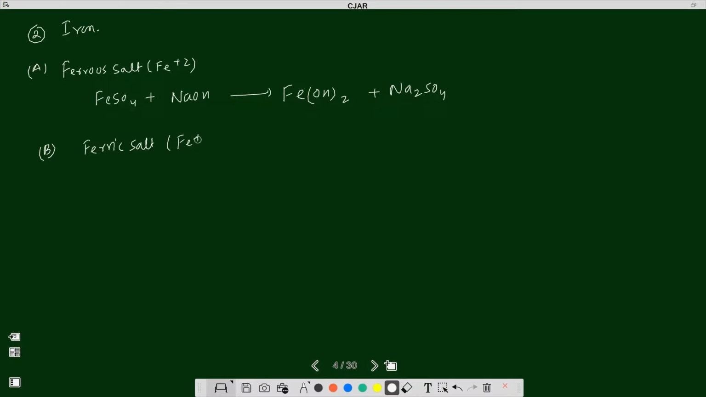Now, ferric salt for Fe plus 3. We have the example FeCl3. Ferric and ferrous are the same element, but their charge will be different. FeCl3 with NaOH forms Fe(OH)3 plus NaCl.